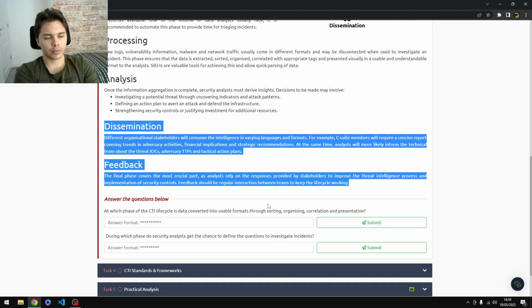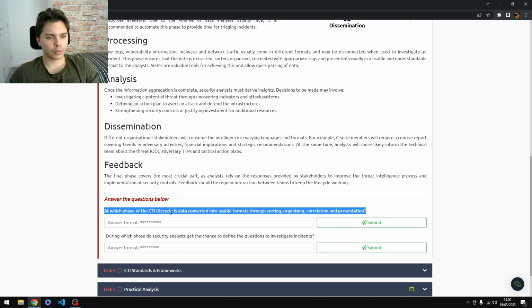action plans. Feedback: the final phase covers the most crucial part, as analysts rely on the responses provided by stakeholders to improve the threat intelligence process and implementation of security controls. Feedback should be regular interaction between teams to keep the life cycle working.